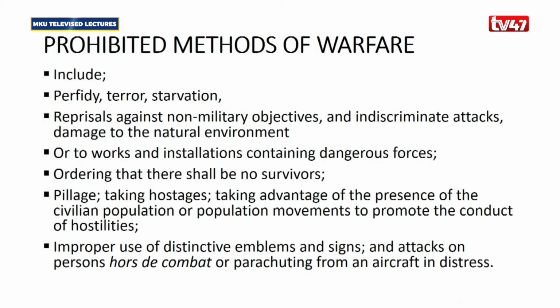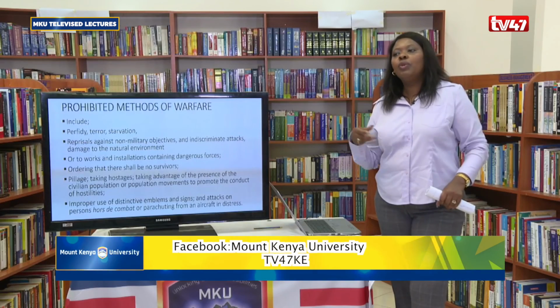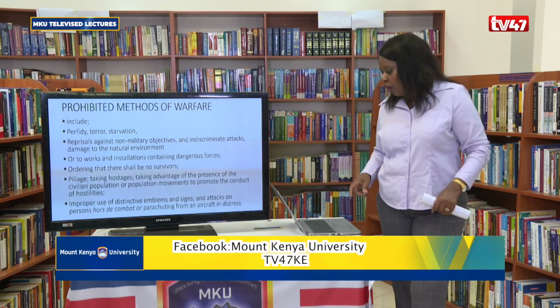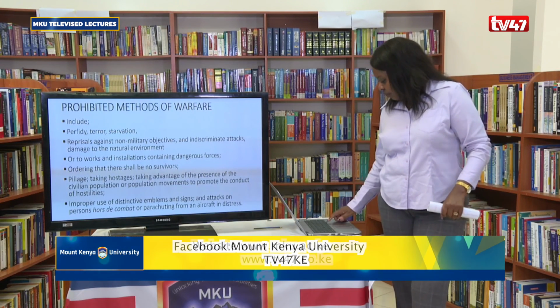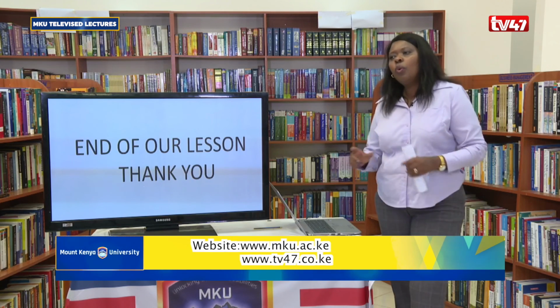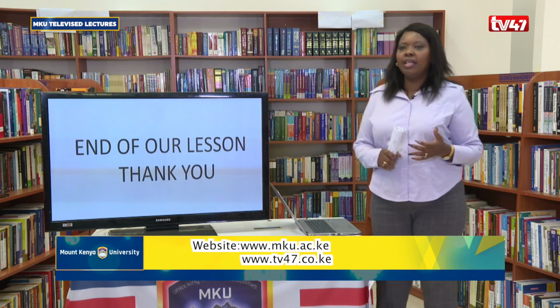Improper use of distinctive emblems is also prohibited. We've seen the use of, say, the Red Cross and the Red Crescent. So perhaps painting your military vehicles with a Red Cross sign or the UN peacekeeping sign, but with a view to spying on another country or attacking them. That is actually prohibited. So there are so many methods that are prohibited.